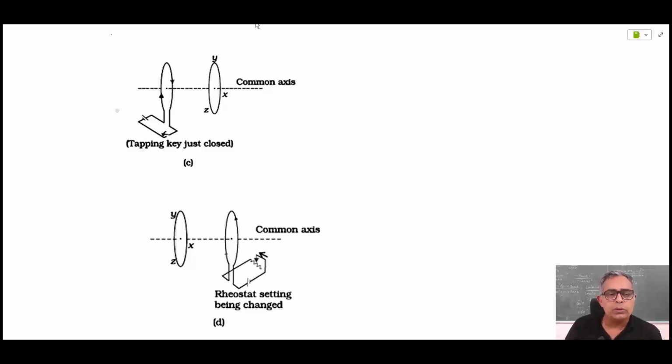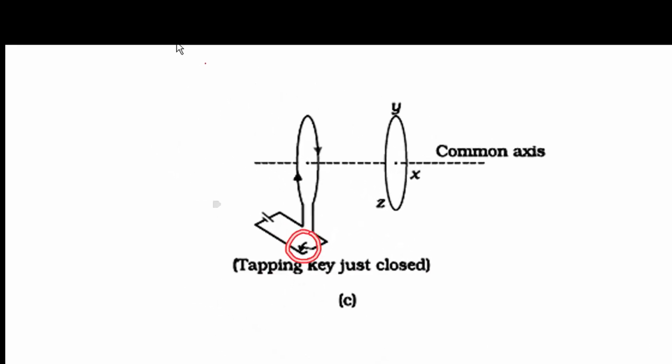Now look into this situation. Here we have this arrangement, and it is given that the key is being tapped and it is just closed. So when we just close the key, what will happen? The current will flow in this circuit in the direction shown by these arrows, right? And when it is just closed, we can say that the current was not there and the current has just appeared.